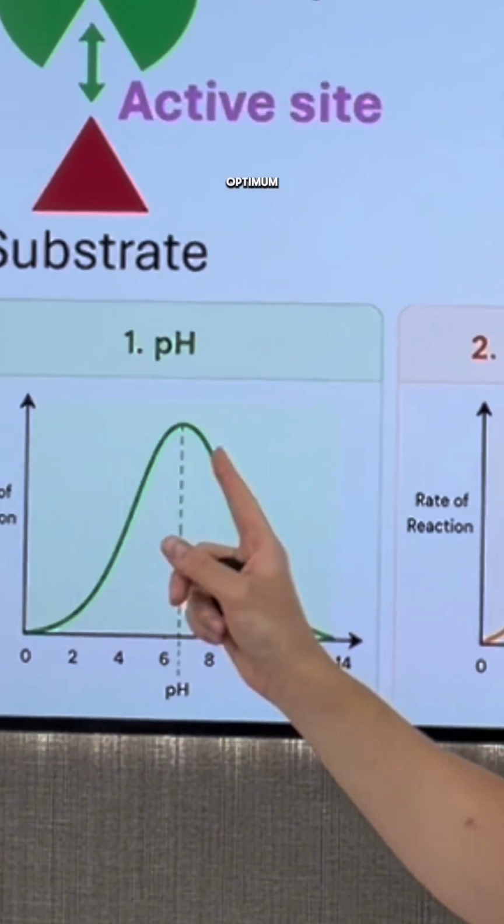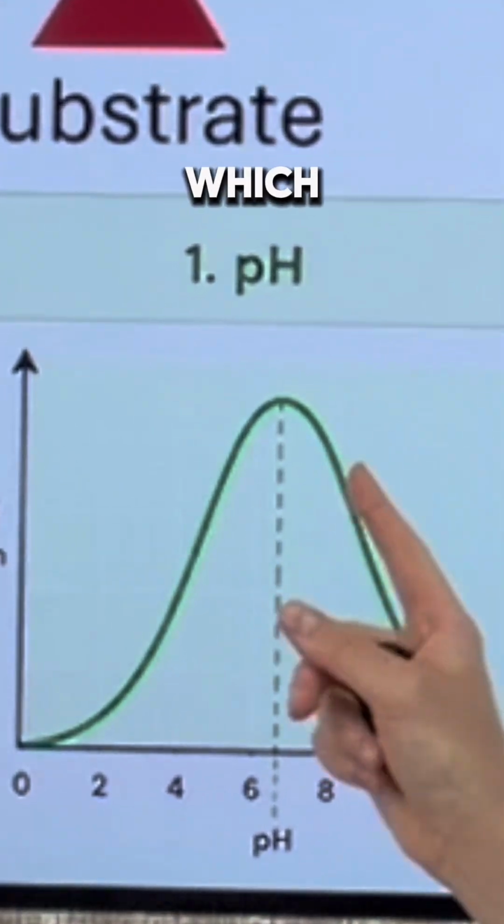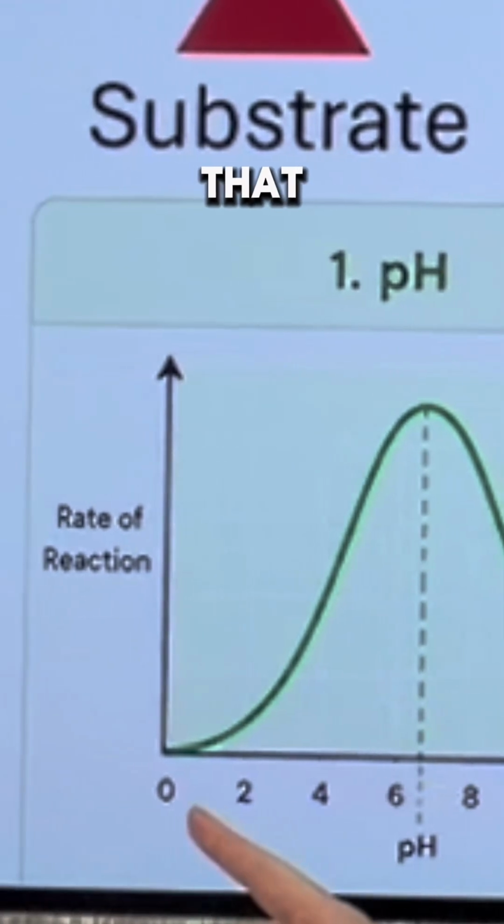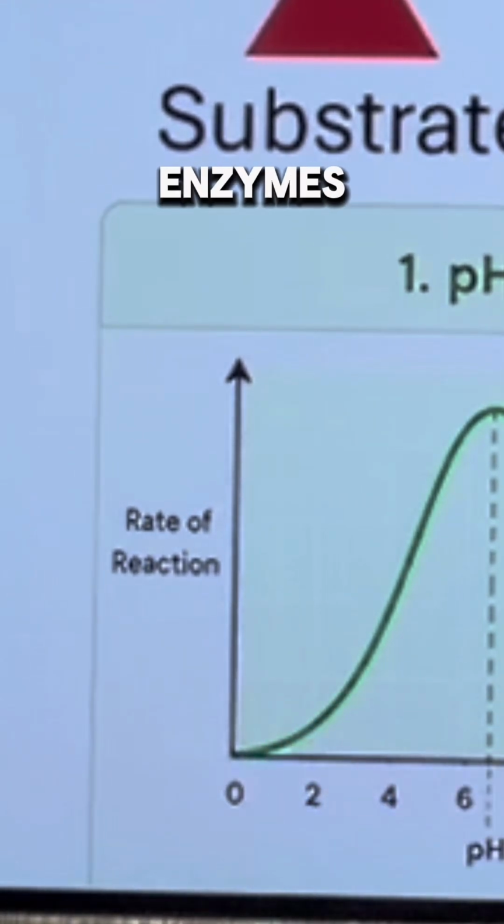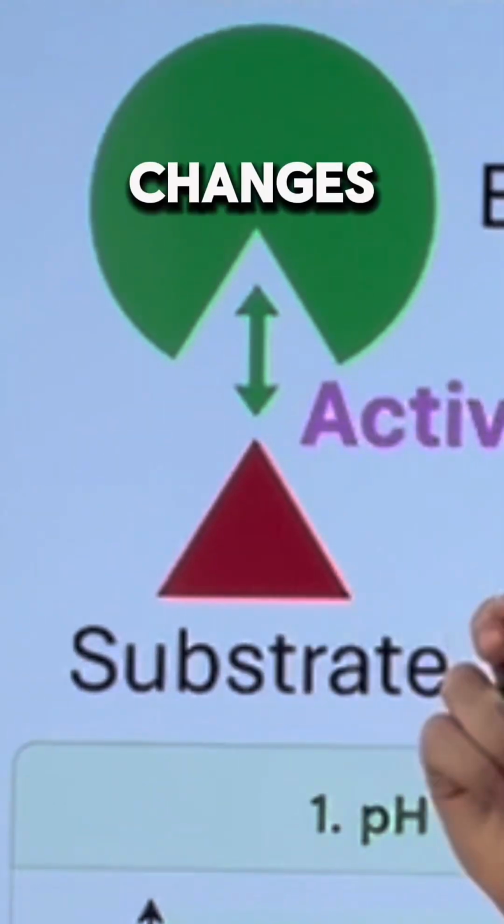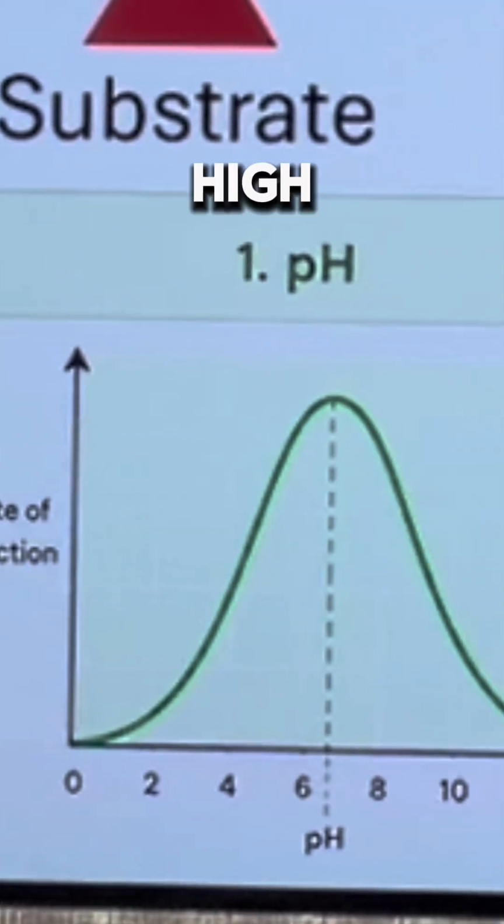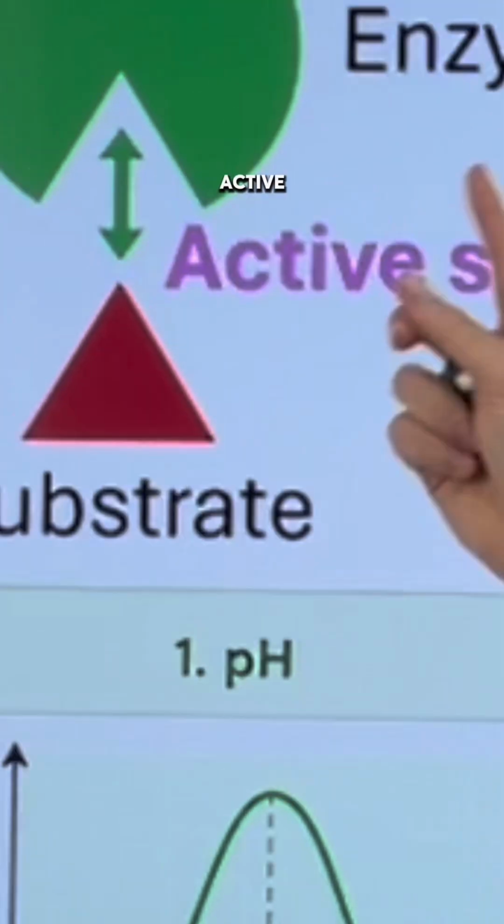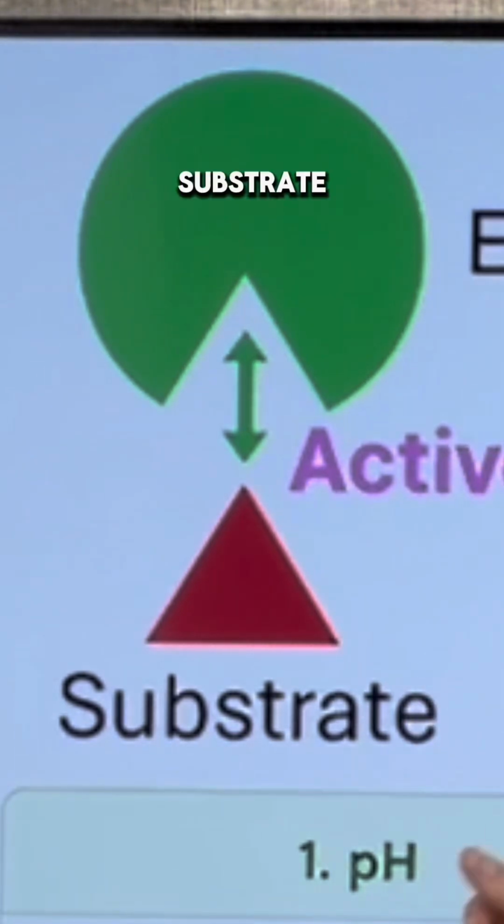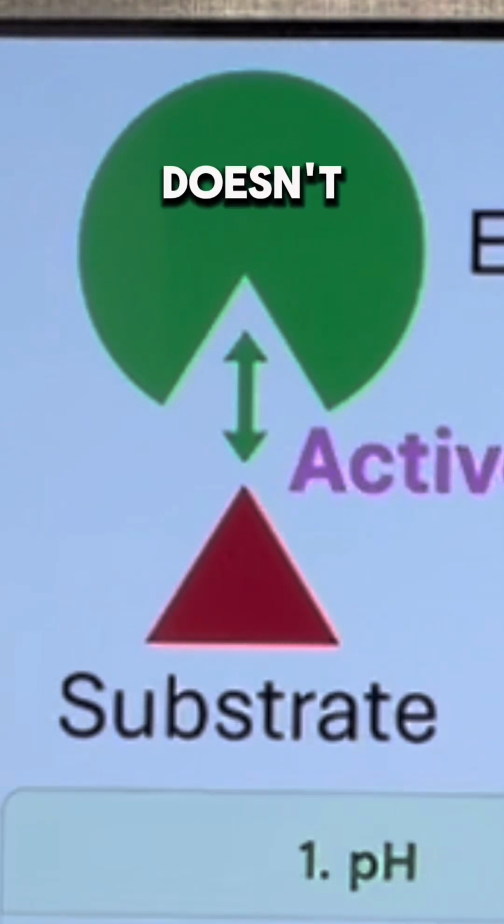Every enzyme will have an optimum pH level at which they work. Anything below that will mean it's too acidic and the enzymes denature. The active site changes shape and the substrate no longer fits in. And any pH too high, too alkaline, the active site denatures, substrate can't fit in, and the enzyme doesn't work.